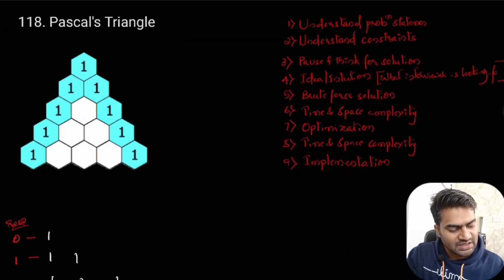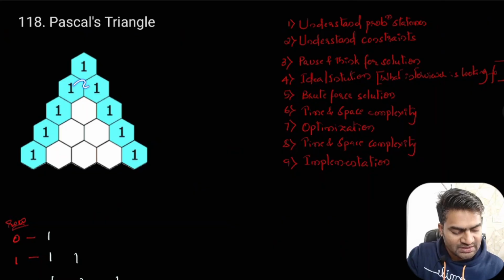Now let's see how we calculate. Ignore the first row and second row for now. If you take this third row, how do we compute this value? The first and the last value will be 1 only, but how do we calculate the in-between values? It will be the sum of this value and this value. So 1 plus 1, which is 2. I will fill it in.